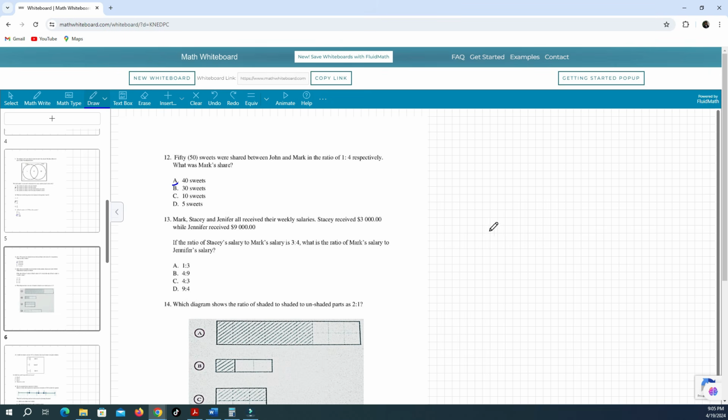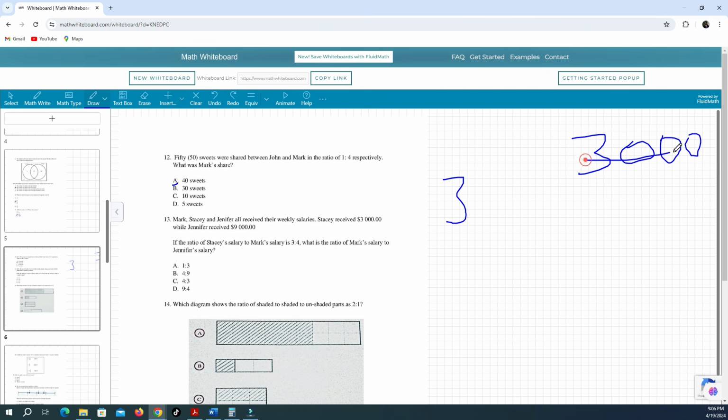So we don't know what Mark's salary is, but we know that Stacy's is 3,000, and Stacy's to Mark's is 3 to 4, meaning that Mark is getting more than Stacy, since Stacy would be the 3 and Mark would be the 4. So let's find that out. We know that Stacy is 3,000, so let's put that over here. This is Stacy's own, right? And it's 3 to 4.